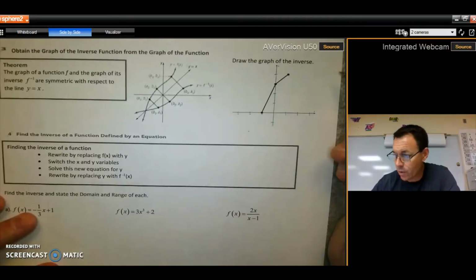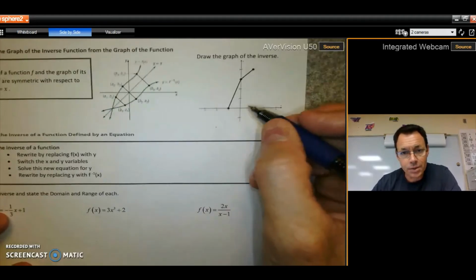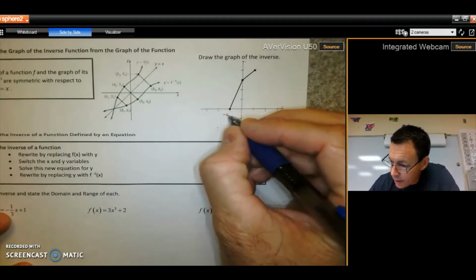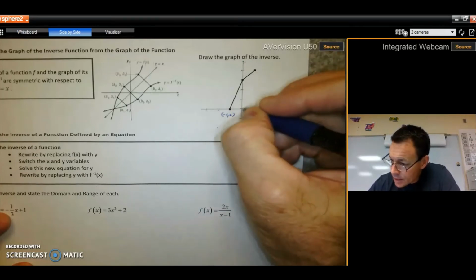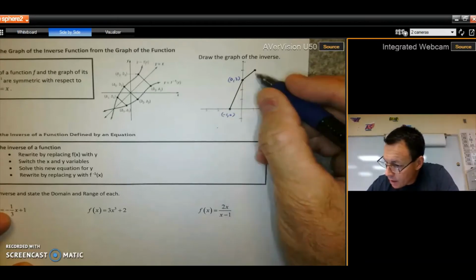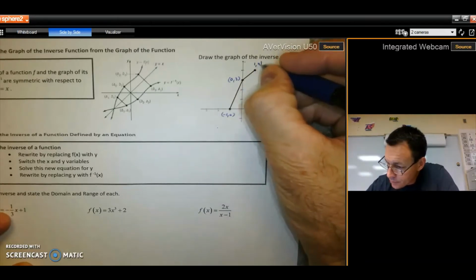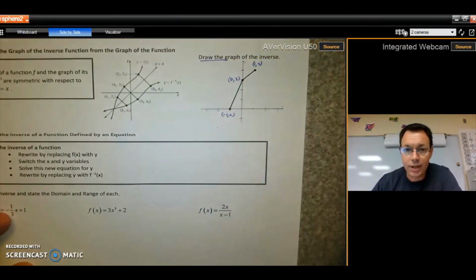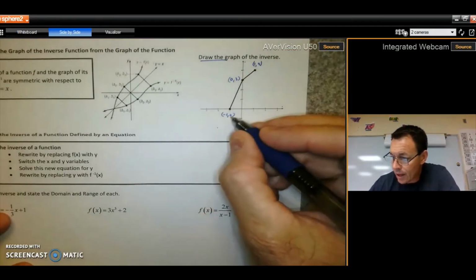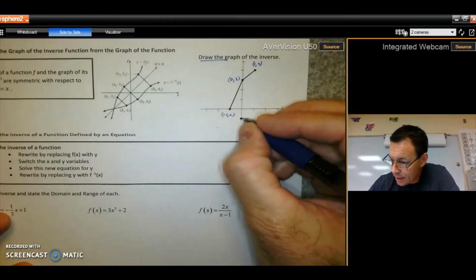So if I give you a graph, I know it's not a very exciting graph over here. This has the point (-1, 0). It has the point (0, 3). And then it has the point (1, 4). If I asked you to draw the inverse, you would just take each of those points and flip them. So you need to graph (0, -1), which would be down here.